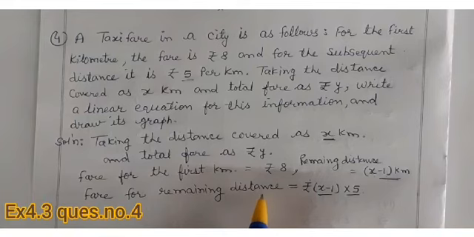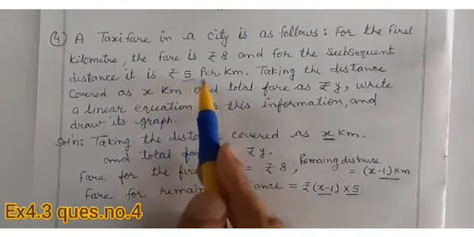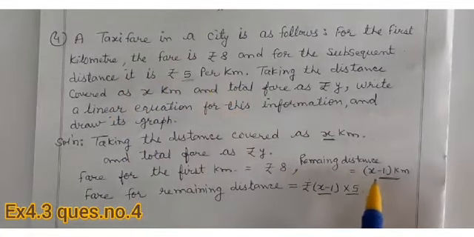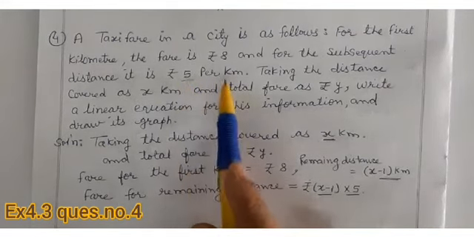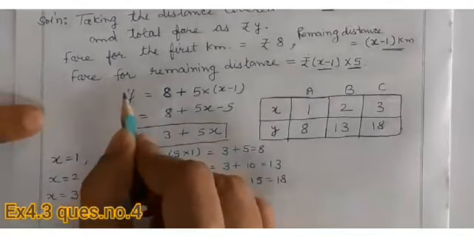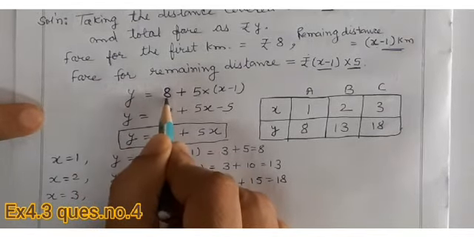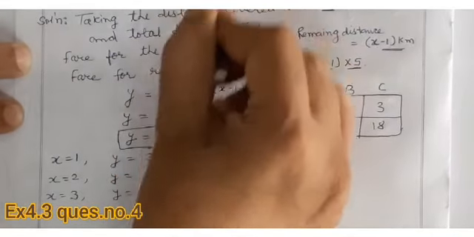Fare for the remaining distance per kilometer is rupees 5. It is given for the subsequent distance. Fare is rupees 5 per kilometer. Okay, remaining distance is x minus 1, and by which number do we have to multiply? By 5, because the rate is given as rupees 5 per kilometer. Yes. Now what will be the equation? Total amount paid is rupees y, that we know, is equal to the amount paid for the first kilometer, which is 8, given in the question.